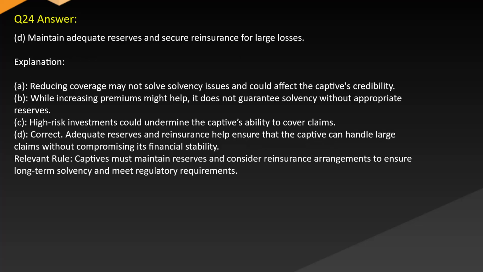Answer: D. Maintain adequate reserves and secure reinsurance for large losses. Explanation A. Reducing coverage may not solve solvency issues and could affect the captive's credibility. B. While increasing premiums might help, it does not guarantee solvency without appropriate reserves. C. High-risk investments could undermine the captive's ability to cover claims. D. Correct. Adequate reserves and reinsurance help ensure that the captive can handle large claims without compromising its financial stability. Relevant rule: captives must maintain reserves and consider reinsurance arrangements to ensure long-term solvency and meet regulatory requirements.